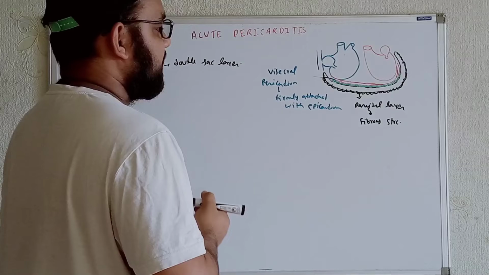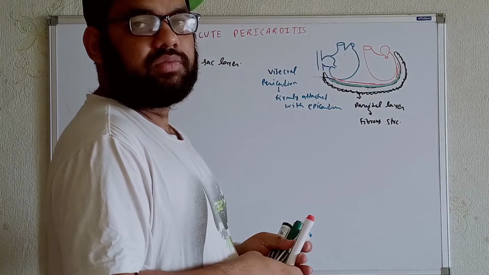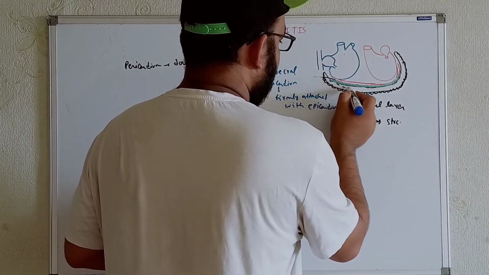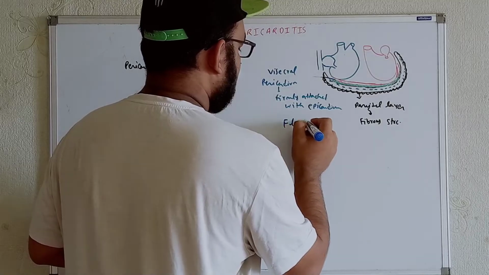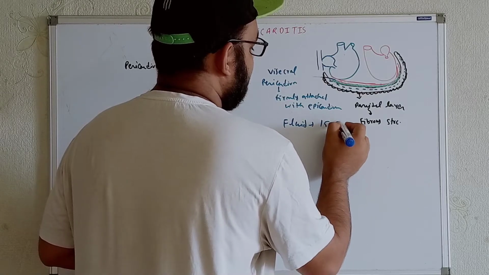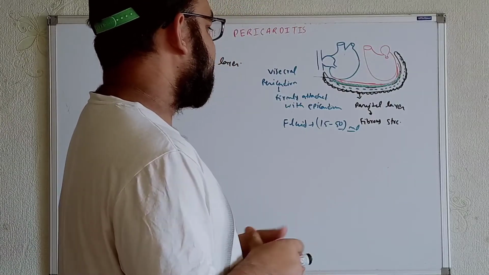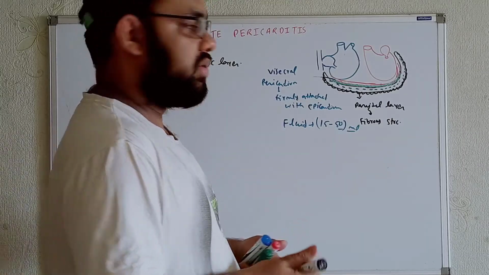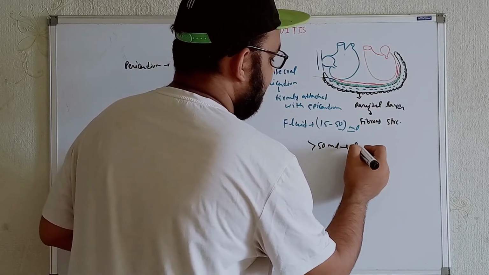Now this is the normal structure, and in between the two layers of the pericardium we'll get fluid. How much? Around 15 to 50 ml. Let's show the fluid with this color. We'll get the fluid within the pericardial sac, around 15 to 50 ml. That means the upper limit of the fluid is 50 ml. If we get more than 50 ml of fluid within the pericardial sac, that condition we consider as what? Pericardial effusion. This condition will be regarded as pericardial effusion.